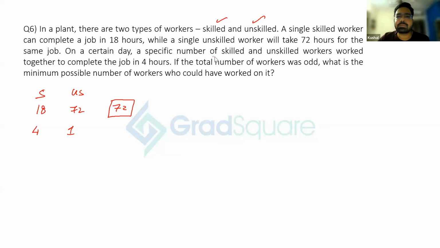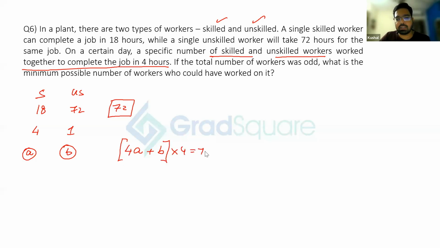On a certain day, a specific number of skilled and unskilled workers worked together to complete the job in 4 hours. So suppose there were A skilled workers and B unskilled workers. The job done by skilled workers will be 4A units. The job done by unskilled workers will be 1 times B, which is B, and this should be multiplied by 4 to get the total work done, which is 72. So we get 4A plus B equals 18. That is the equation that we have.